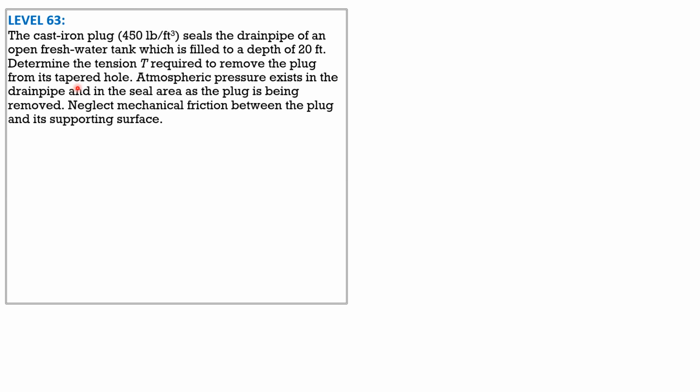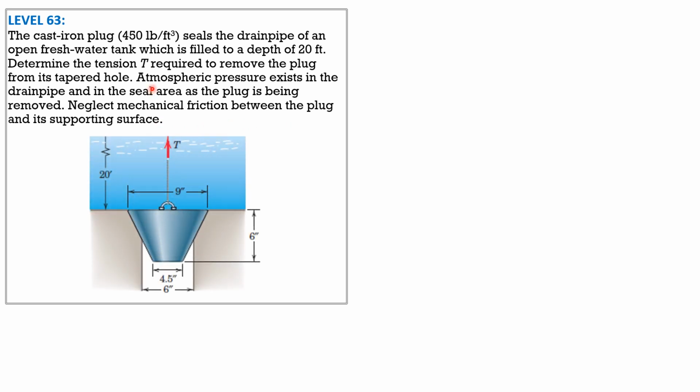Problem 63. The cast iron plug, 450 pounds per cubic foot, seals the drain pipe of an open freshwater tank, which is filled to a depth of 20 feet. Determine the tension T required to remove the plug from its tapered hole. Atmospheric pressure exists in the drain pipe and in the seal area as the plug is being removed. Neglect mechanical friction between the plug and its supporting surface. So take note that atmospheric pressure exists in the drain pipe and in the seal.